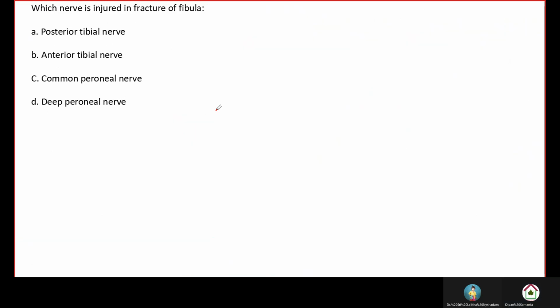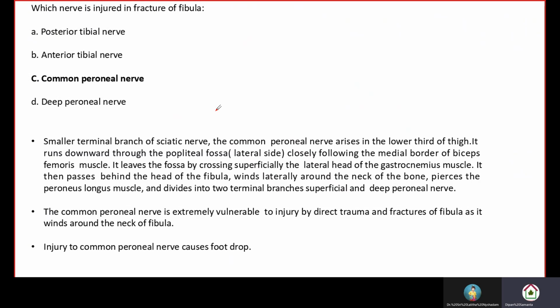Okay, next question. Which nerve is injured in the fracture of fibula? Posterior tibial nerve, anterior tibial nerve, common peroneal, deep peroneal. So the answer is common peroneal.